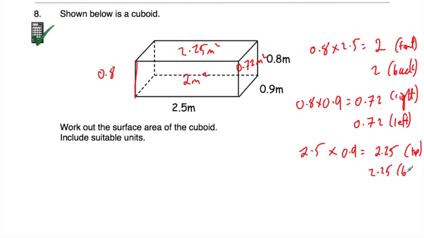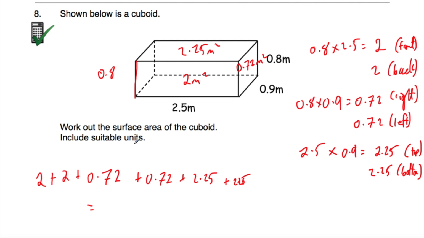So that's fantastic. We now know the area of all 6 faces of the cuboid. Let's add them up. So let's do 2 plus 2 plus 0.72 plus 0.72 plus 2.25 plus 2.25. And when we add them all up, we'll get the total surface area. So that is equal to 9.94 meters squared. So that's the total surface area of that cuboid.